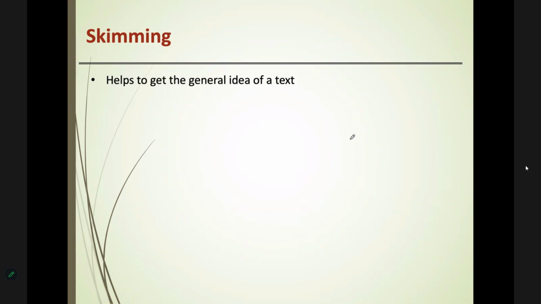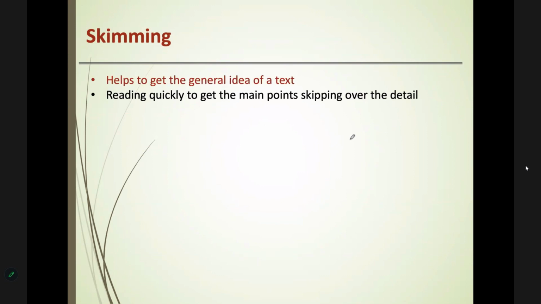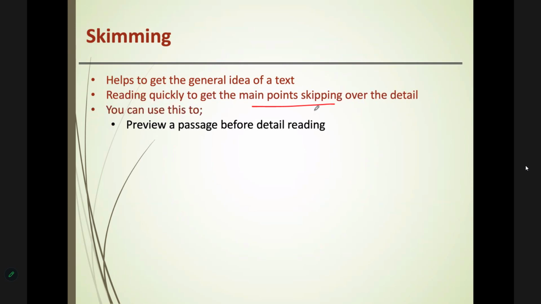Skimming helps you get a general idea of a text. You skim through, which means you read a little bit more than scanning, reading very quickly to get the main points. You can skip the details and not go into very detailed points, but you get the main points. You can use these techniques to preview a passage before detailed reading. Before you start the detailed reading, you can do a skim read to quickly decide whether the text is useful for you.